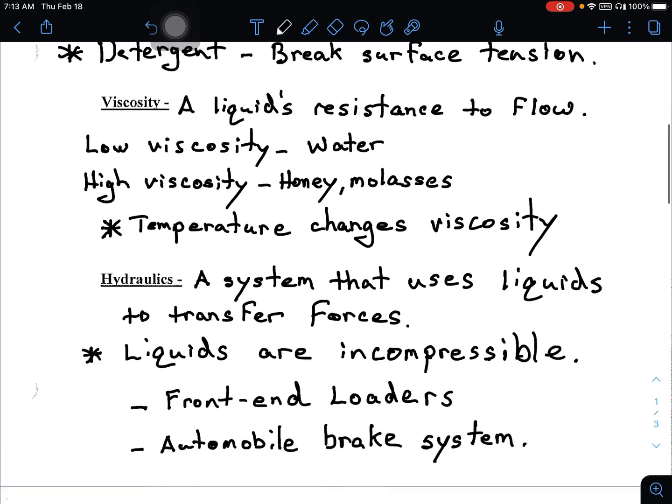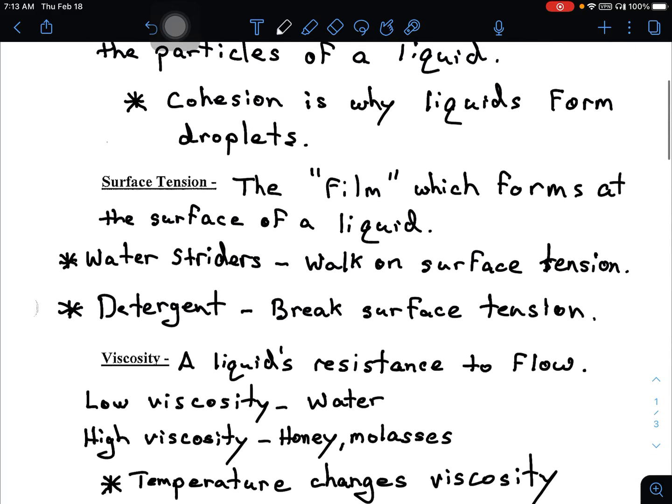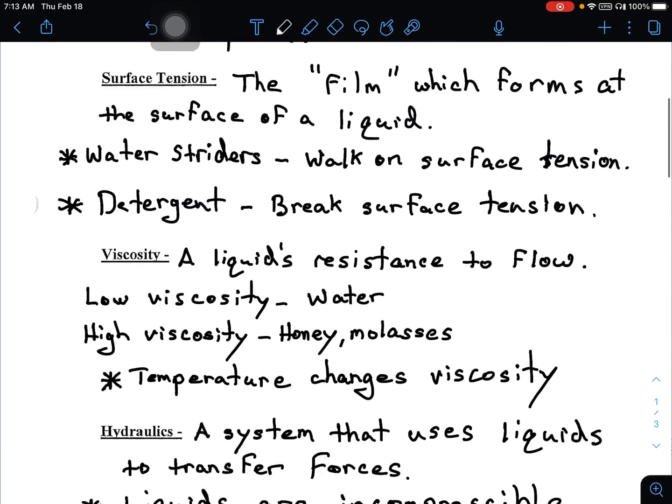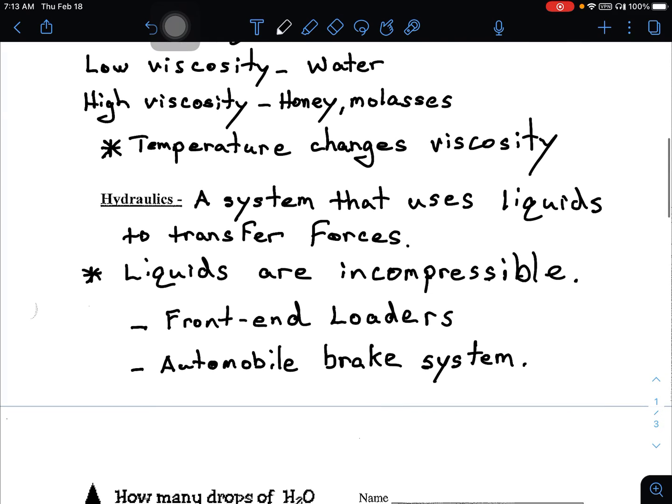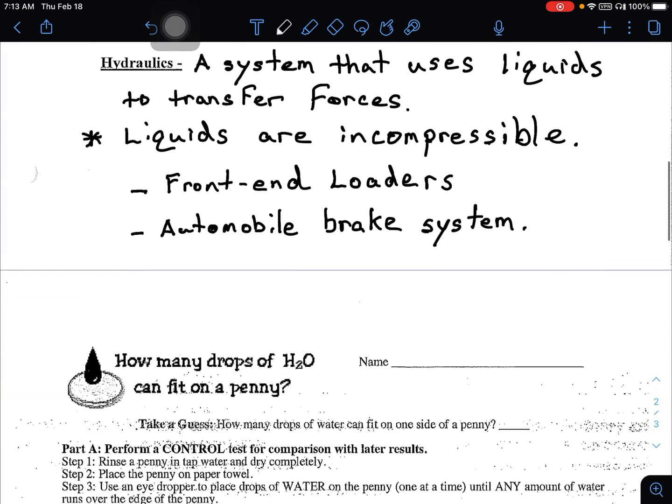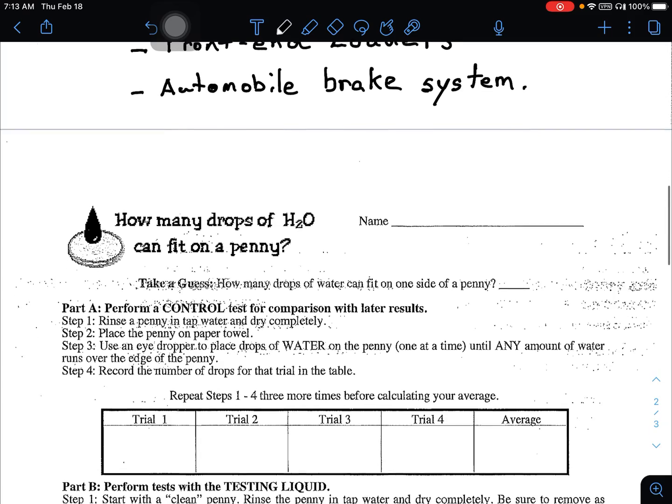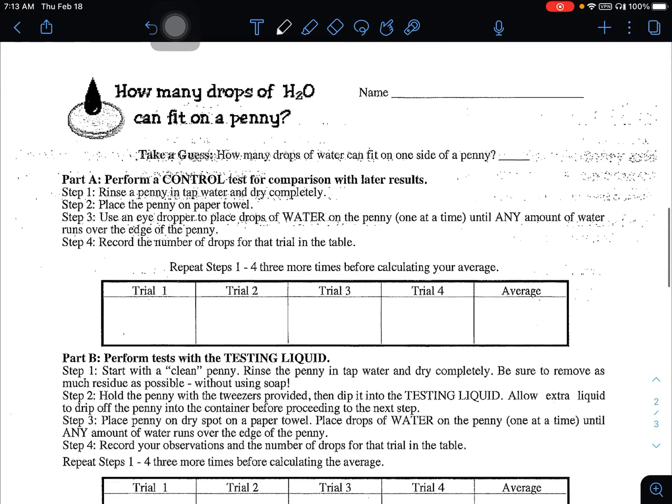So please take these notes today. Again, if you can print this out and have it filled out when you come to class tomorrow. This is attached, by the way, to your notes.